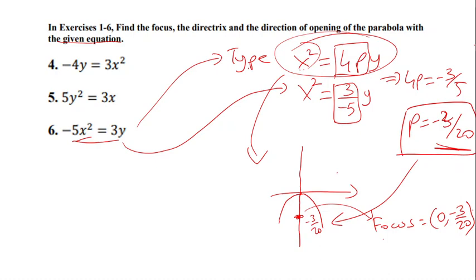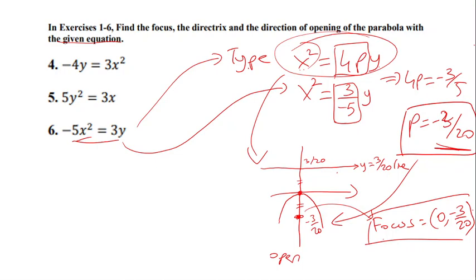And when it comes to the directrix, the directrix will be the same distance to the vertex, to the origin, as the focus. So it has to be 3 over 20 here. So this has to be y equal to 3 over 20 line. So the focus is this, it opens downward, and the directrix is y equal to 3 over 20.